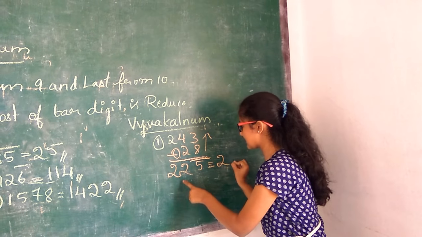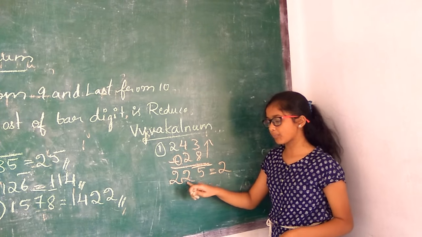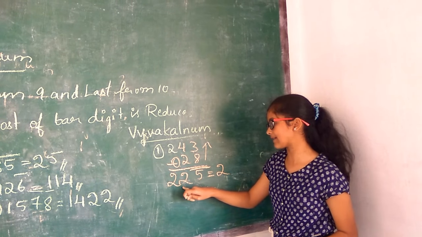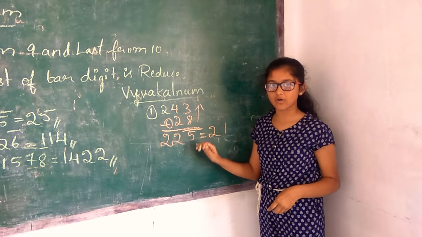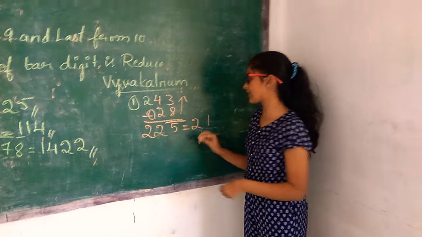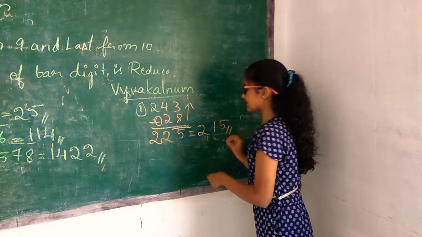2 is written as it is. And the topmost of the bar digit is reduced by 1. 2 minus 1 equals 1. 5 is the bar digit, so we subtract it from 10. 10 minus 5 equals 5. 215 is the answer.